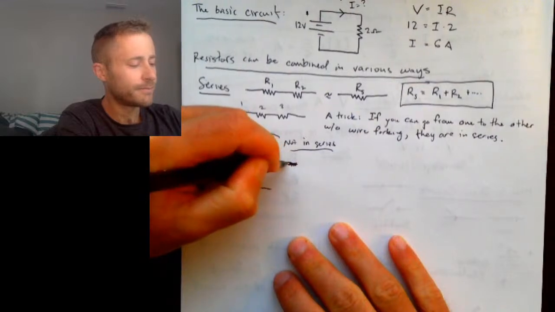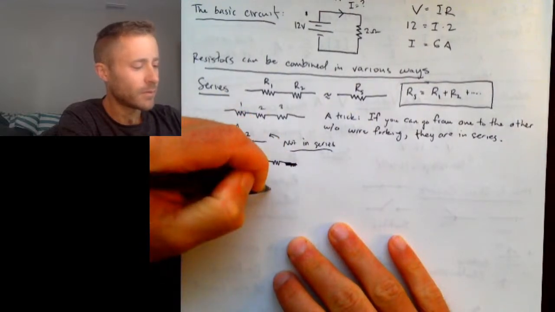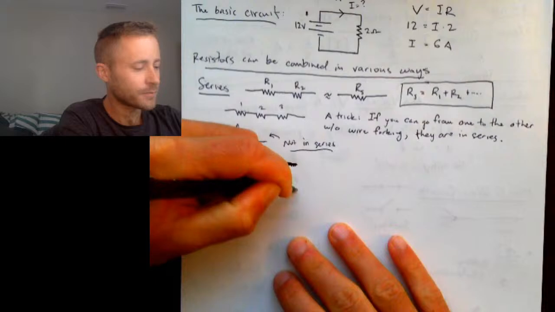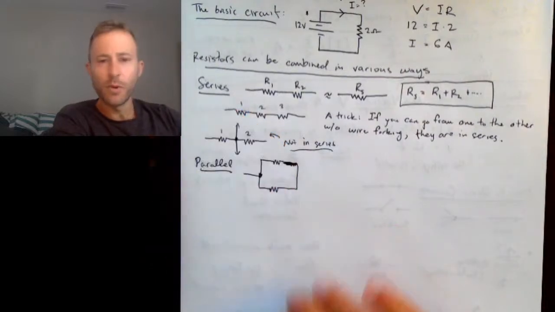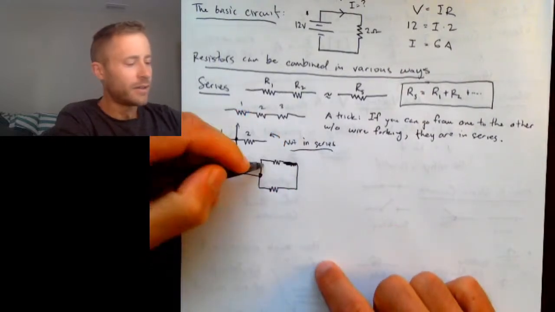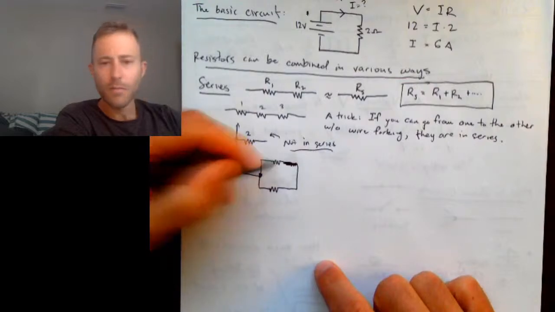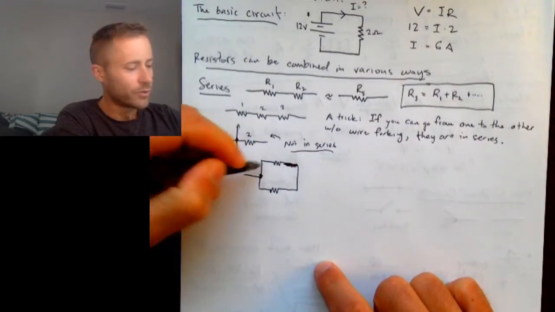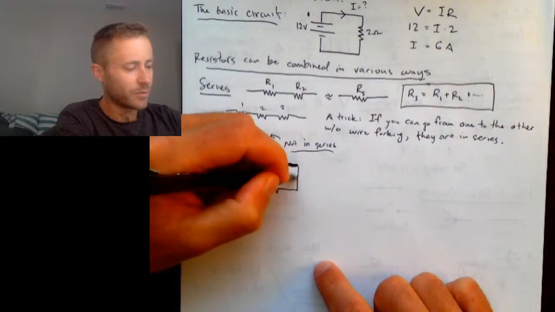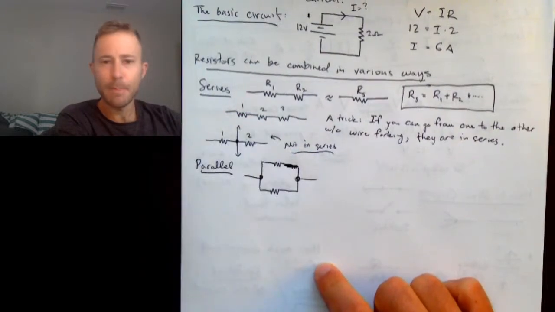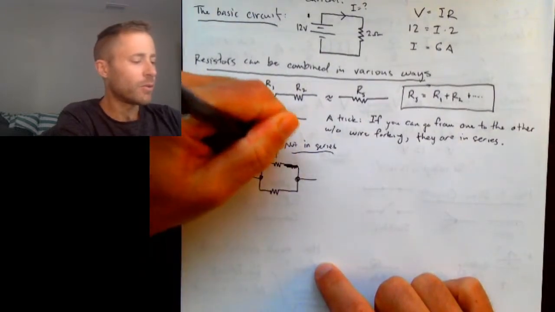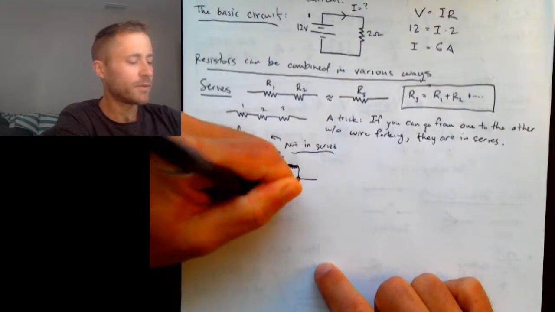Oops. I got ahead of myself there. The wire forks, and then it goes through 2 resistors, and then it comes back together. Okay, so R1, R2, like that.